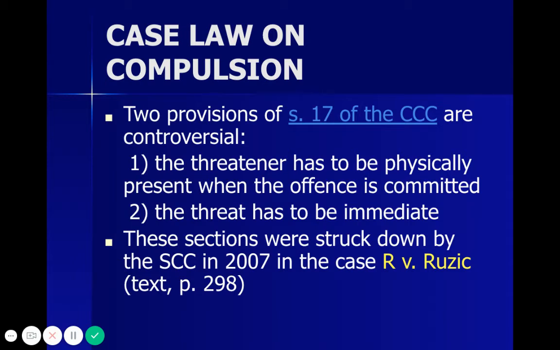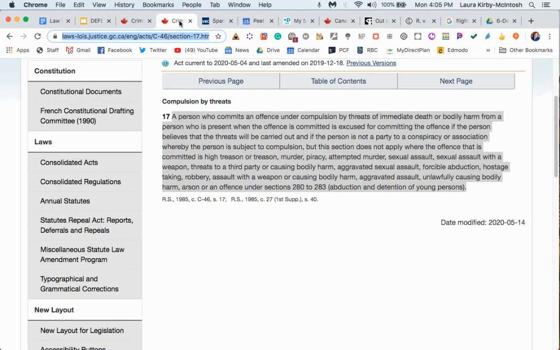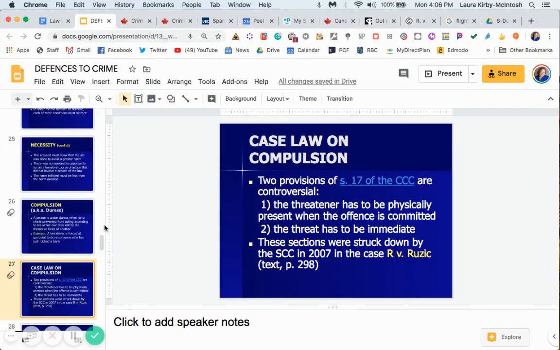And then the other thing is that the threat has to be immediate. In this case, there wasn't a set date when the harm was going to happen. It was just a vague sort of threat. So these sections of the Criminal Code were actually struck down in 2007. And I have not been able to find out with my own research what's happened, whether they've been replaced since. I got into the Criminal Code and I can still find section 17 there. But I don't know what's happened to it. So this has been struck down, but I don't know if it's been removed from the Criminal Code or replaced or what just yet.